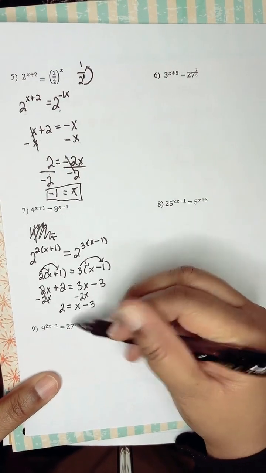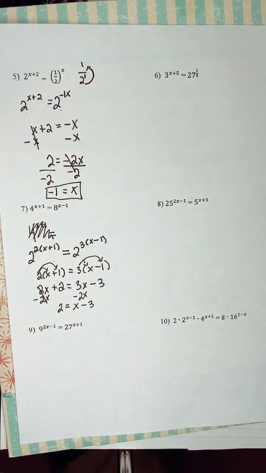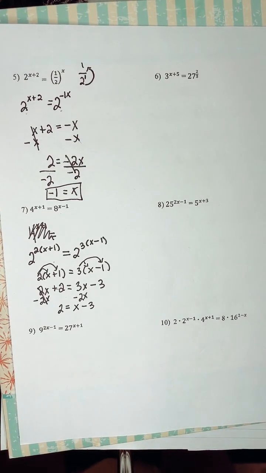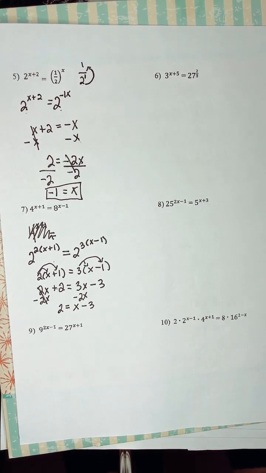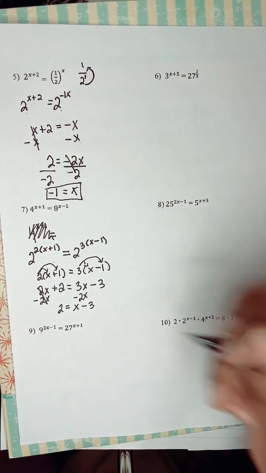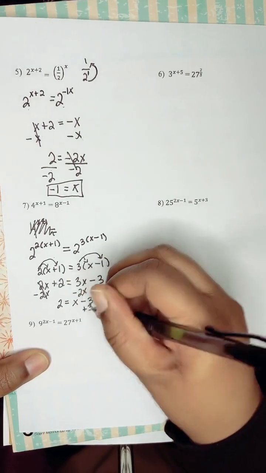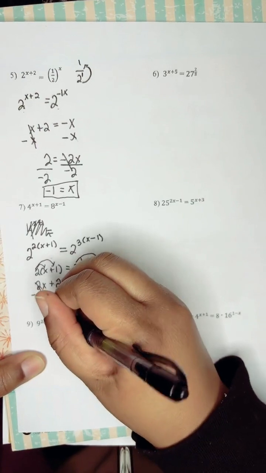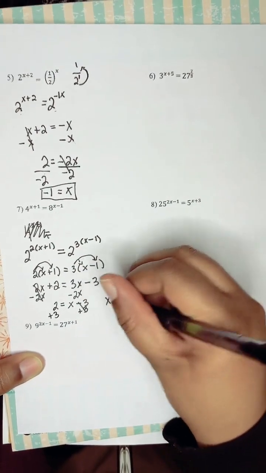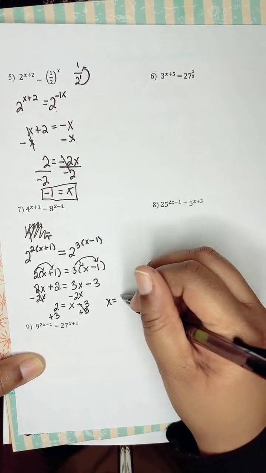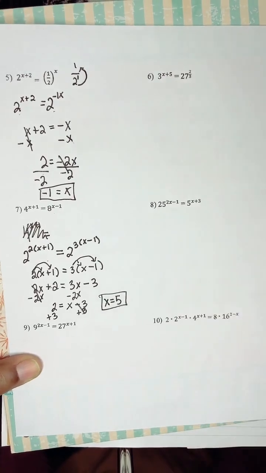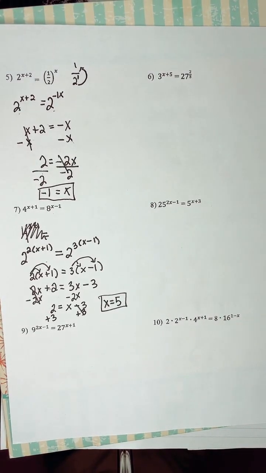Now what am I doing? The 3. Thank you for the follow. Add 3. Yes, Bridget, that's what I was looking for. Adding 3 to both sides. And then x equals 2 plus 3, 5. And that's our answer.